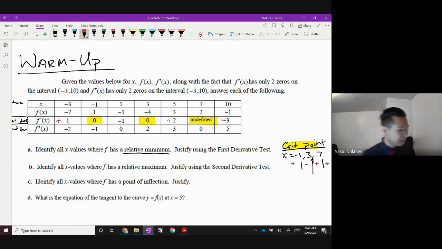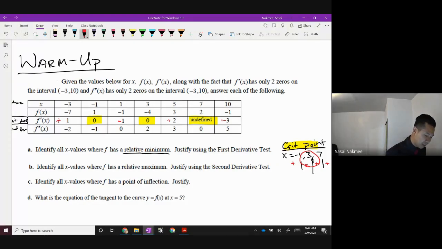And if I'm looking for a relative minimum, I'm looking for a place where the function is decreasing and then changes to increasing, which means the first derivative should have a negative sign and then change to a positive sign, right? So where does it change from a negative sign to a positive sign? And that's right here. See that? That's right there. And that's all the first derivative test is telling you, right? That's all the first derivative test is telling you.